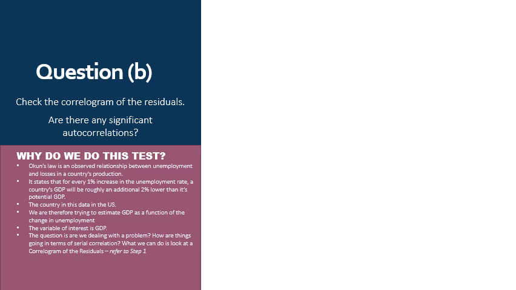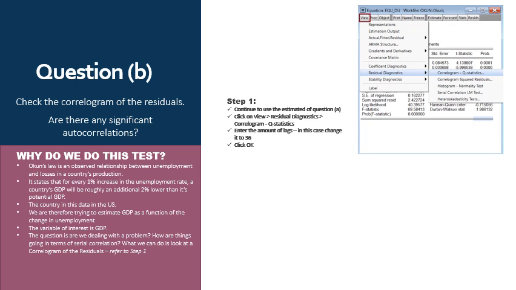The variable of interest here is GDP. So the question we are dealing with is: is there a problem? How are things going in terms of serial correlation? What we can do is look at the correlogram of the residuals and see if there are any issues there. When we open up EViews with the equation we've done before, all we need to do is click on View, Residual Diagnostics, and then Correlogram, and make sure that it's the Q-statistics one, not the squared residuals.